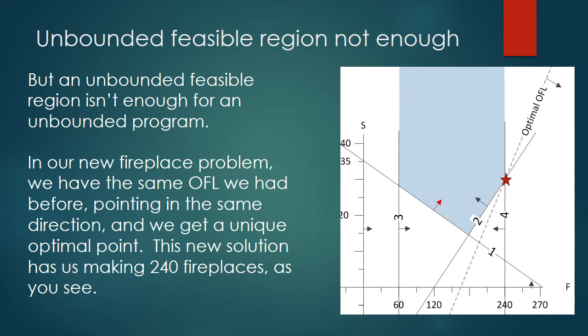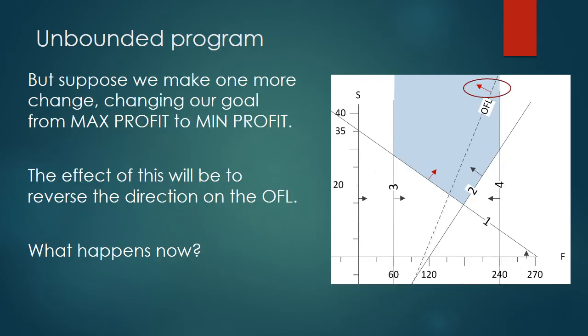But now, reverse the direction of the arrow on the OFL. Suppose it were running that way instead. If it were, our goal now would be to move the line as far as possible in that direction so that any further movement would make it leave the feasible region. But remember, that feasible region goes on forever up there, and so does that OFL.